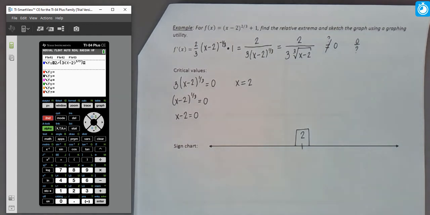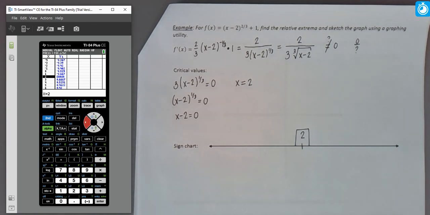So let's go look at the table for that. Okay, now I still have the independent ask setting on, so let's set it back to auto. And then let's go back into the table. And there we go. Okay, so where was our critical value? It was at 2. Notice what happens at 2. We have an error. Well, that makes sense, right?